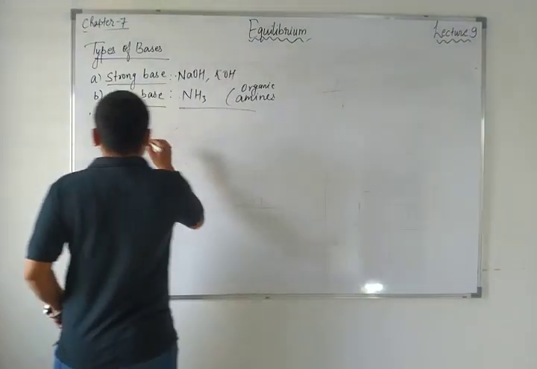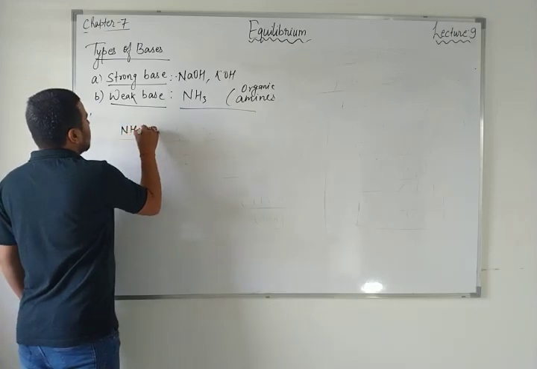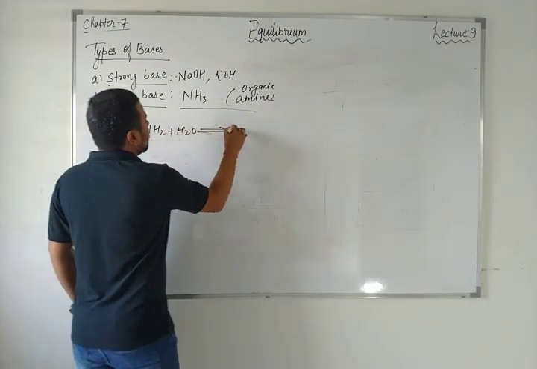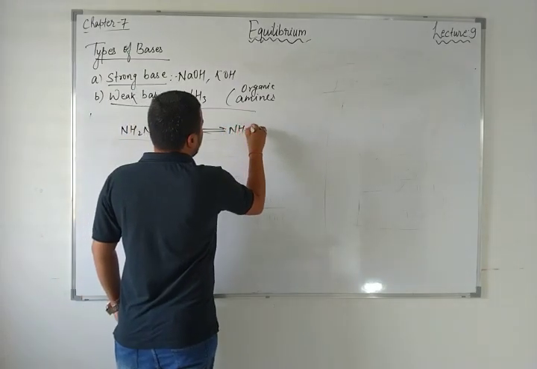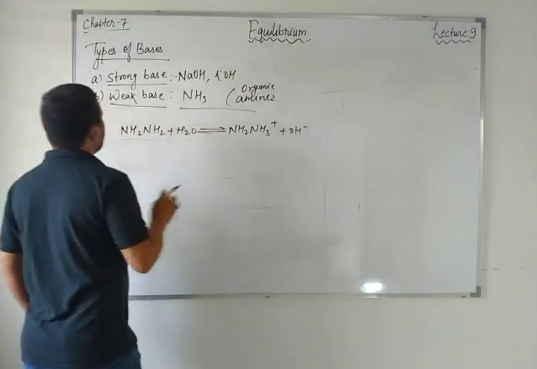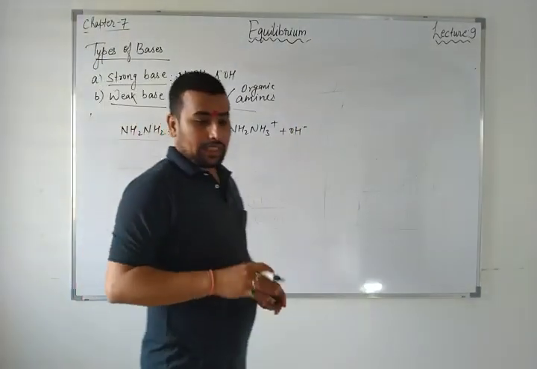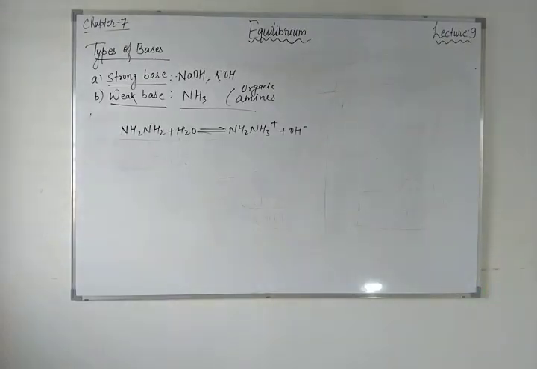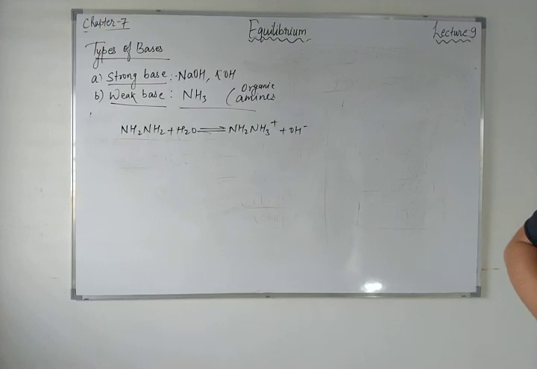Here the equation is hydrazine, so this is your equation. In this question some values are given. From the pH we can calculate the hydrogen ion concentration. Knowing the hydrogen ion concentration and the ionic product of water, we can calculate the concentration of hydroxyl ion also.